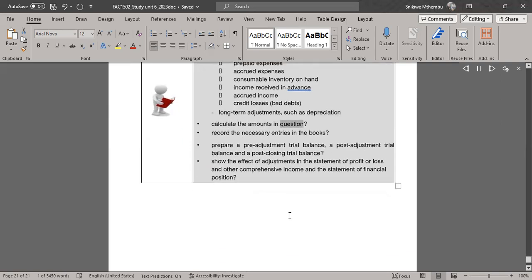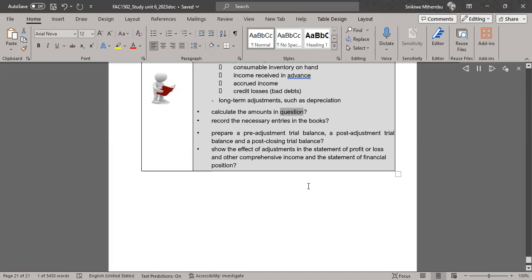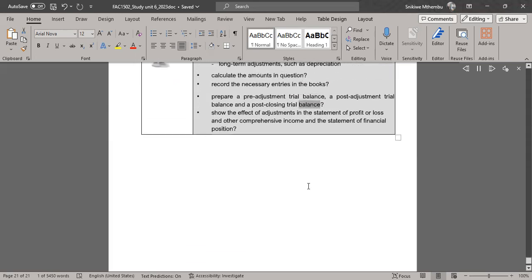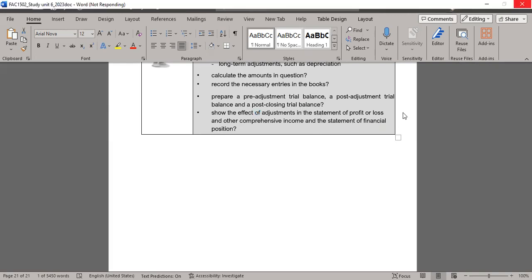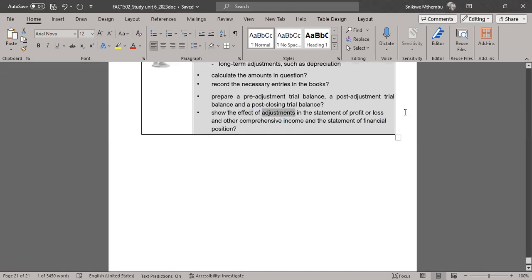Calculate the amounts in question. Record the necessary entries in the books. Prepare a pre-adjustment trial balance, a post-adjustment trial balance, and a post-closing trial balance. Show the effect of adjustments in the statement of profit or loss and other comprehensive income and the statement of financial position.